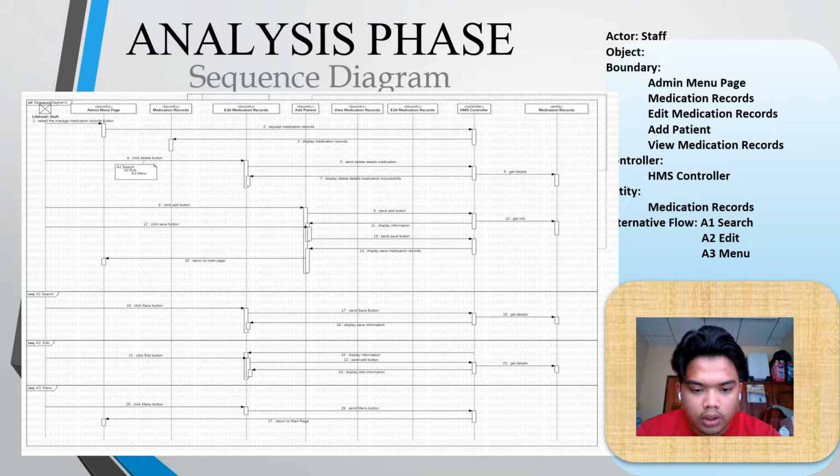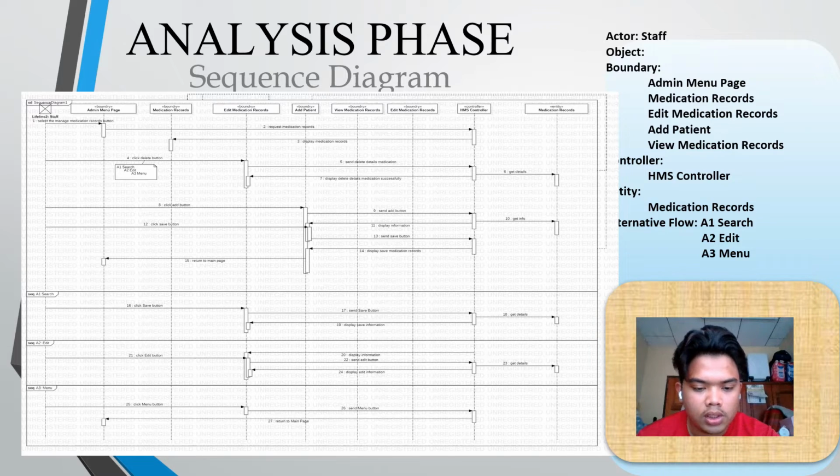For the alternative one, the staff will click the add button, and the system will send add button, and then it will appear get info. From the get info, it will show display information. From that, the staff will click save button, and then the system will send save button, then it will display save medication record, and then from that it will return to main page.